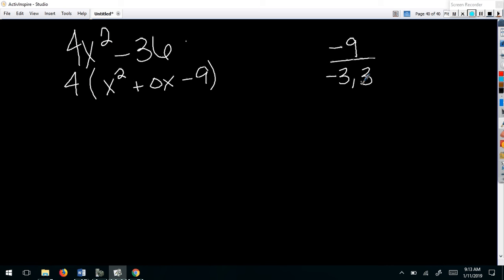Oh, it's fun. No, it's not. How did you get the first negative? Is that from the x? A times C, 1 times negative 9. 1x squared? Remember, A is just the coefficient. A, B, and C don't have x's on them. They're just coefficients.